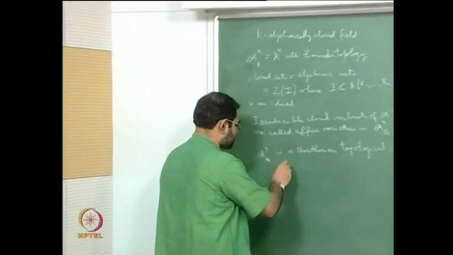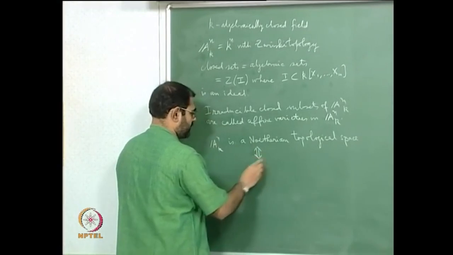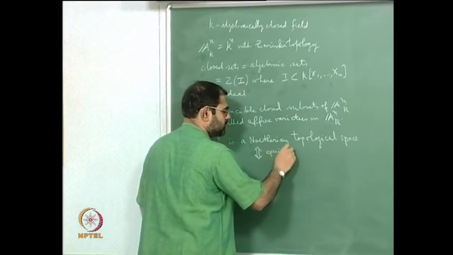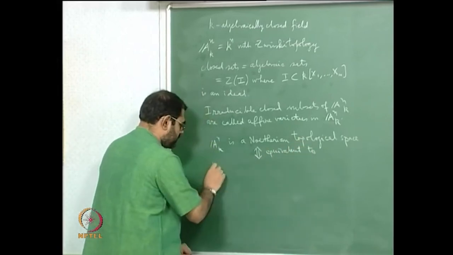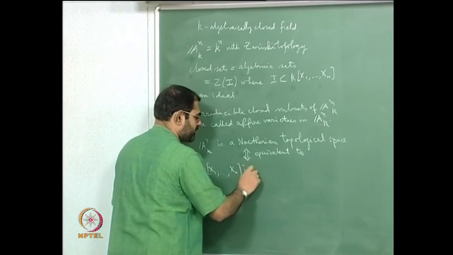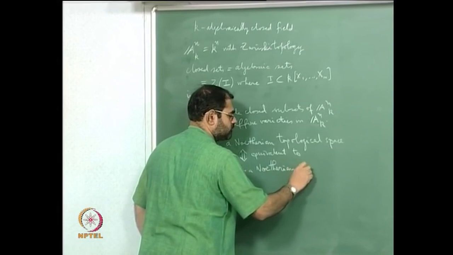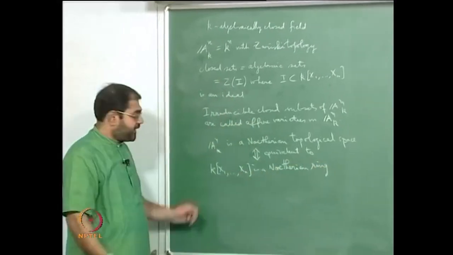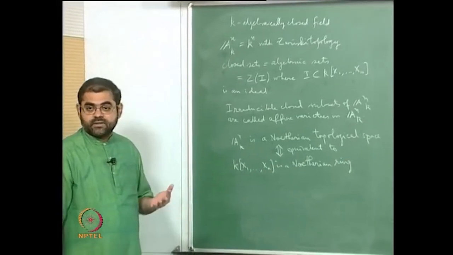So the fact is that this is equivalent to the fact that the polynomial ring in n variables is a Noetherian ring. And why is the polynomial ring in n variables over k a Noetherian ring? That's just because of Hilbert's basis theorem.